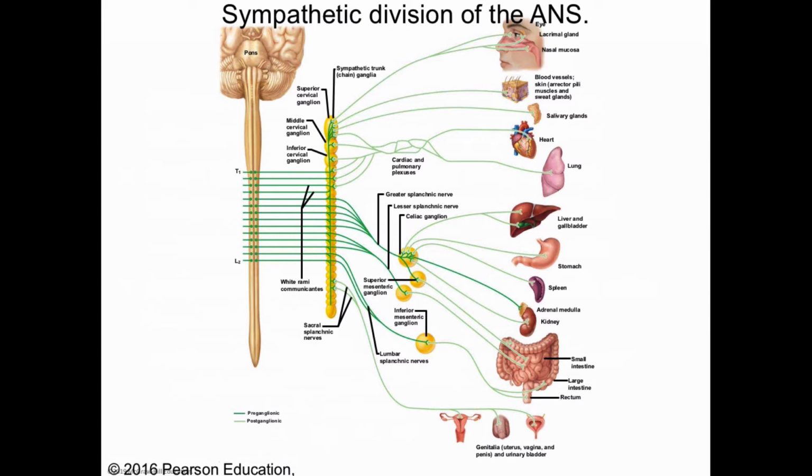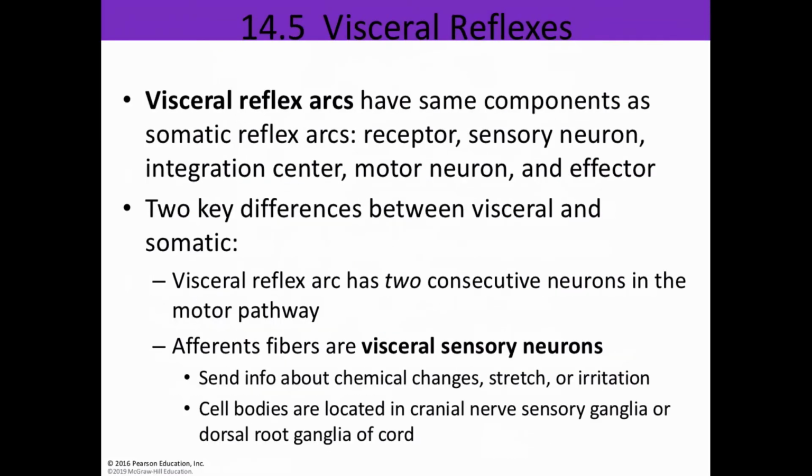It's important to know. You'll hear about this again, class, in cardio by way of anatomy and physiology too. I'll now continue. So next to the visceral reflexes, class. This will be on your test. It's called the reflex arc. You saw it in your last test too. You have that receptor, and this is review, along that sensory neuron to the integration system, by way of the motor neuron and eventually to the effector. What I'm getting to now is there are 2 differences between visceral and somatic reflex arcs. The visceral reflex arc has 2 consecutive neurons in the motor pathway. And they send information about chemical changes, stretch, or even irritation.